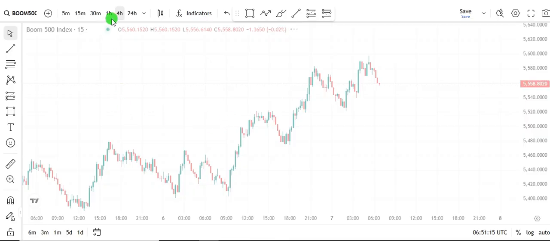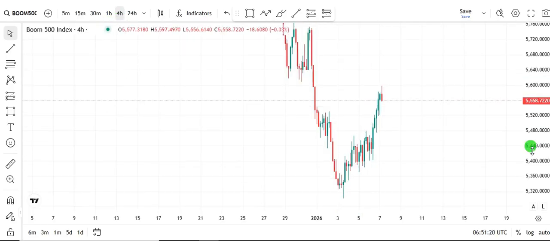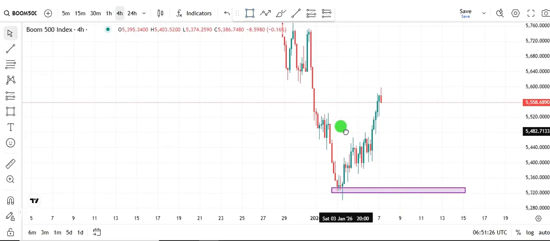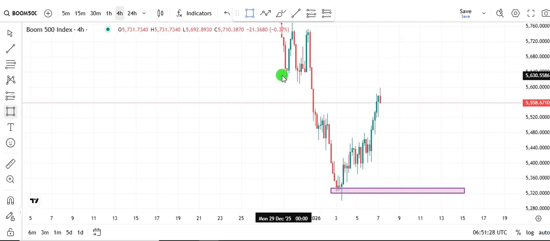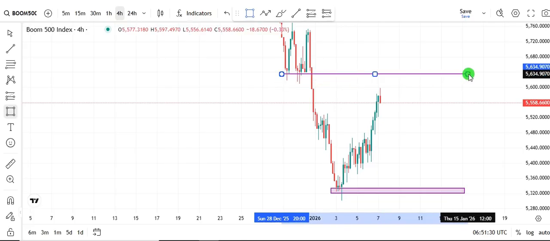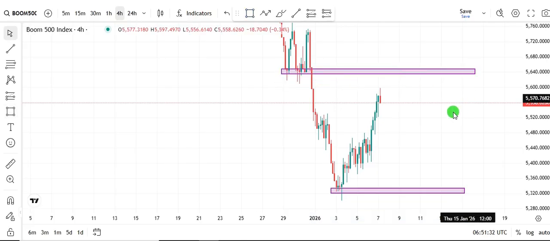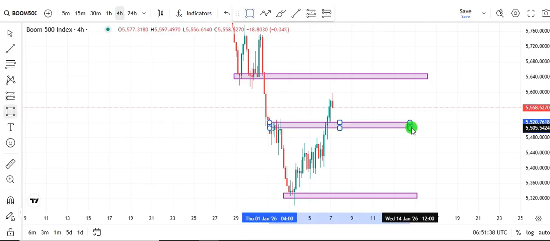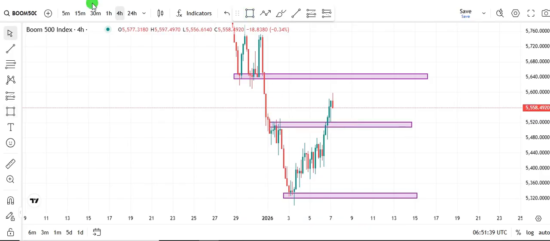Okay, so this Boom 500, of course, we are just going to the 4-hour chart right now. On the 4-hour chart, you can see here is a low leading to this recent bullish movement. Then, of course, here is a previous low that got broken, which now becomes our new high. So now let's see what the market is likely to do.